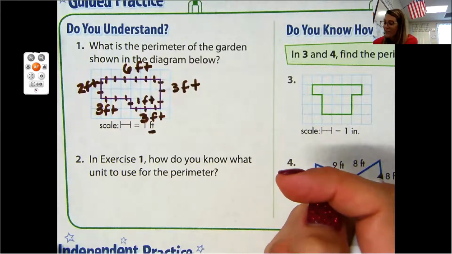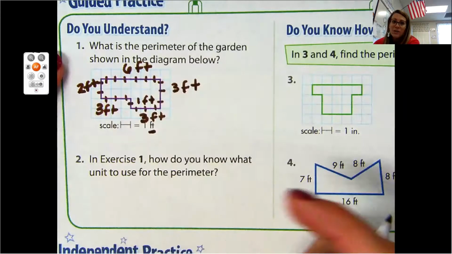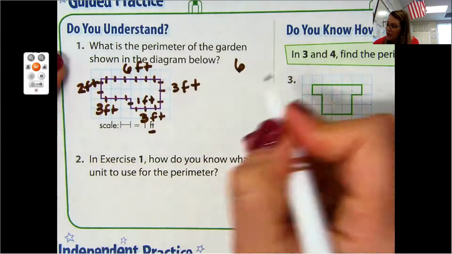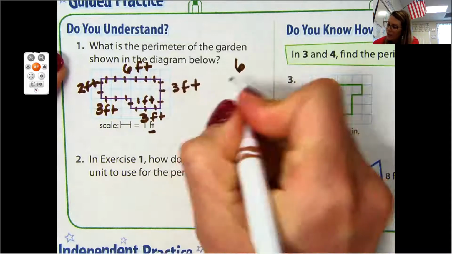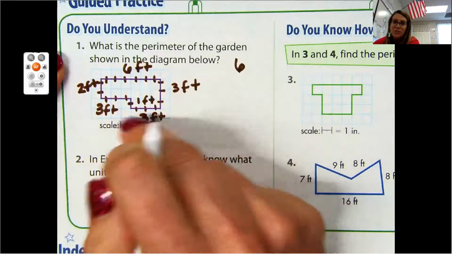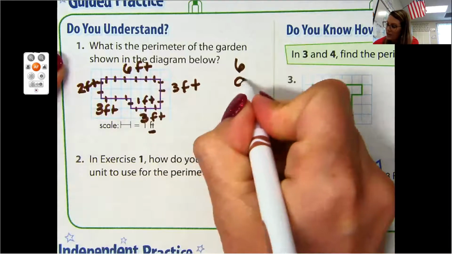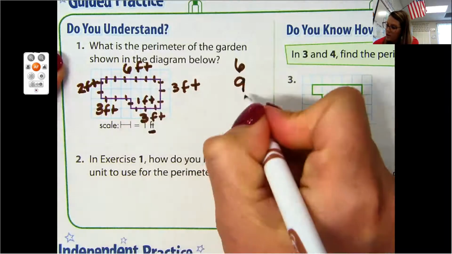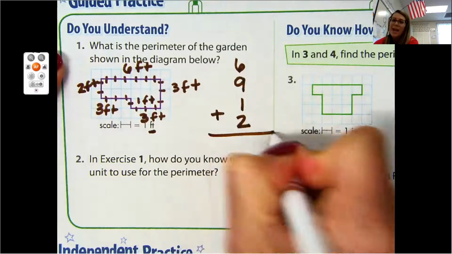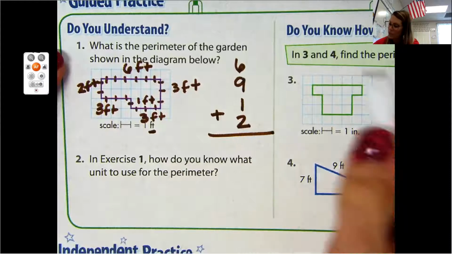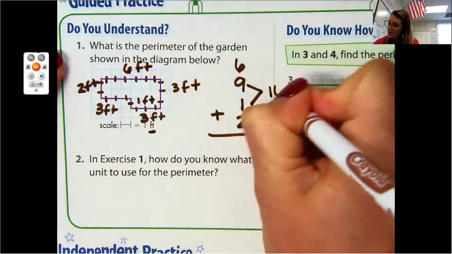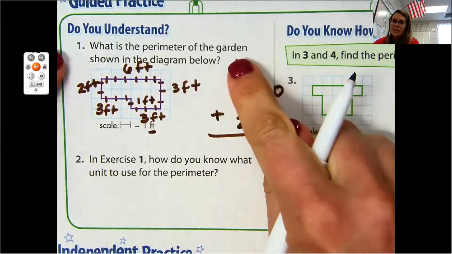Now we have to add all of these together. So we have 6 plus, well, we can say 3 plus 3 plus 3, we should know 3 times 3 equals what? 9. Then we've got that 1, and we've got 2. So when we add that together, what do we get? Well, we have 9 plus 1 is what? 10. Then we've got 10 plus 6, which is what?